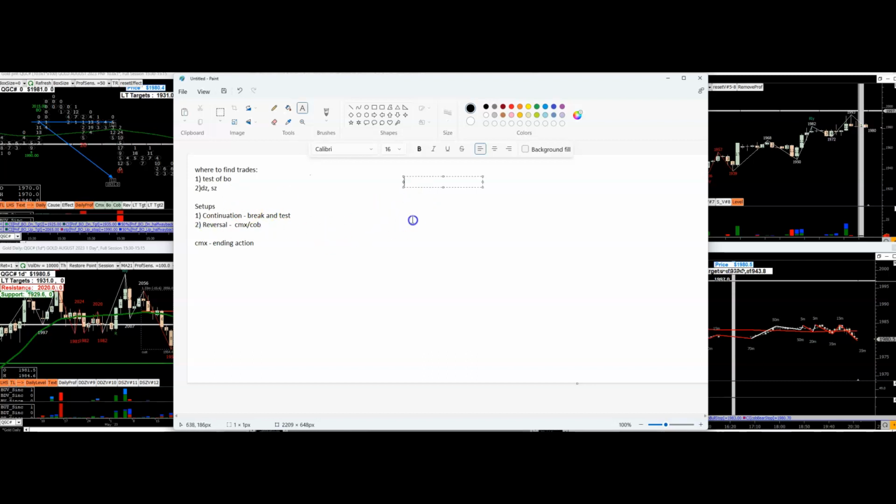And then after that, the reversal. Now, for the reversal, we're interested in climaxes, and we're interested in change of behaviors. There is shortening of the thrust as well, but I'm staying away from that right now. I'm only focusing on making this as simple as possible. In terms of high volume, this is what you want to look for. Climaxes and change of behavior, all right?